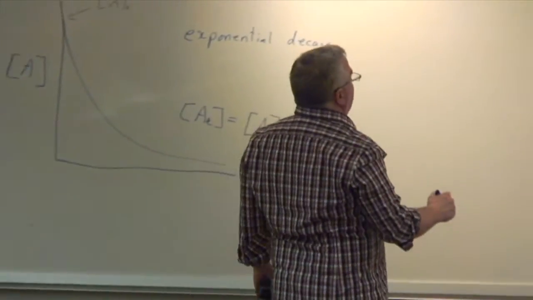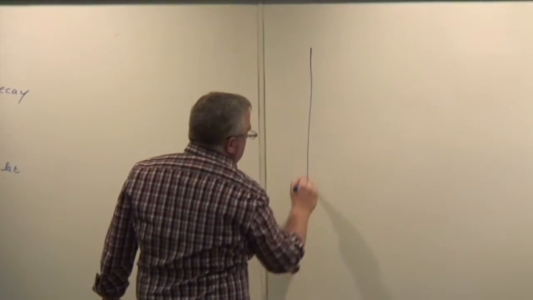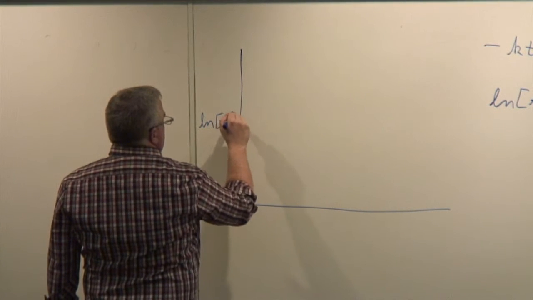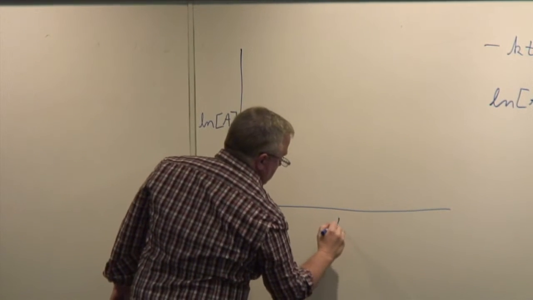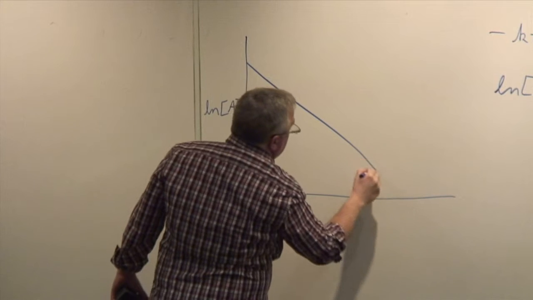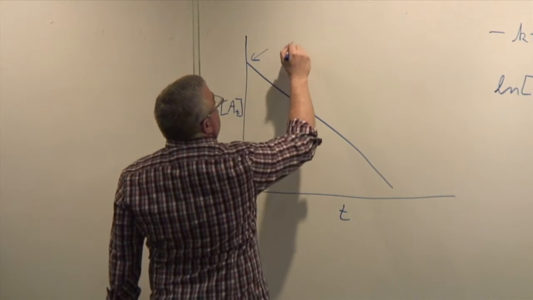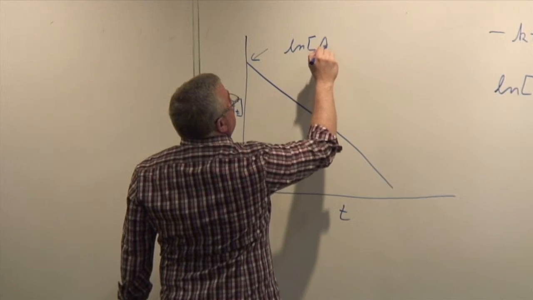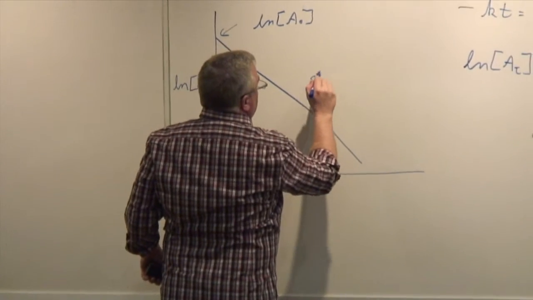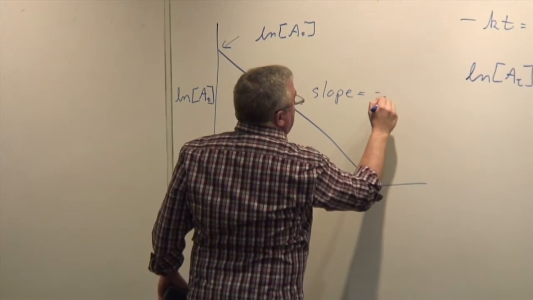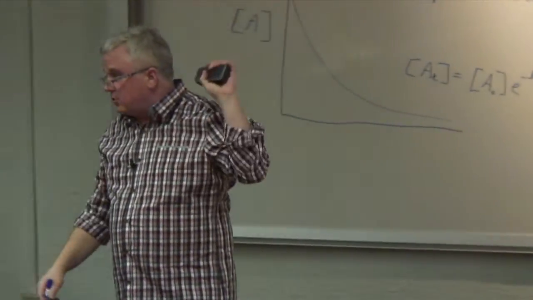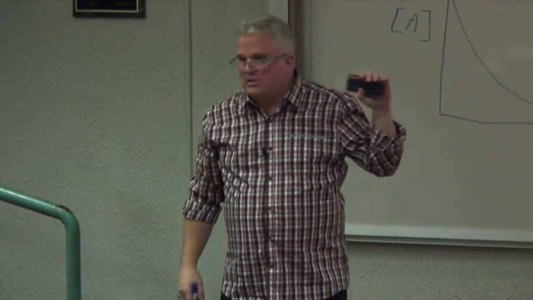So now we have another way of presenting our data. If we present it like this, we'll end up getting a straight line, where this will be the ln of our concentration at 0 time, and our slope will be equal to the negative rate constant. Okay, so now we have a convenient way of plotting our data, and we can directly get the rate constant out of it just from a plot.